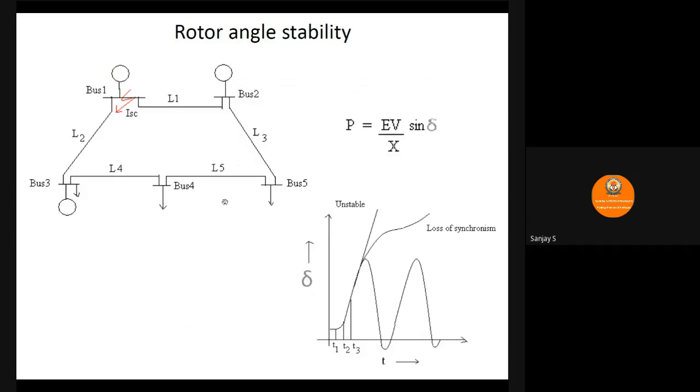Now let us assume there is a short circuit fault in bus 1. There may be a short circuit fault in bus 1. Whenever there is a short circuit, you very well know that the voltage will become 0.